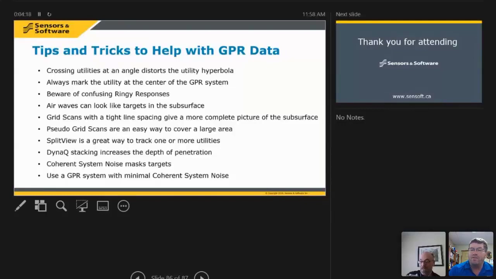Next question. Can airwaves be interpreted and ignored easily when using GPR inside a building?